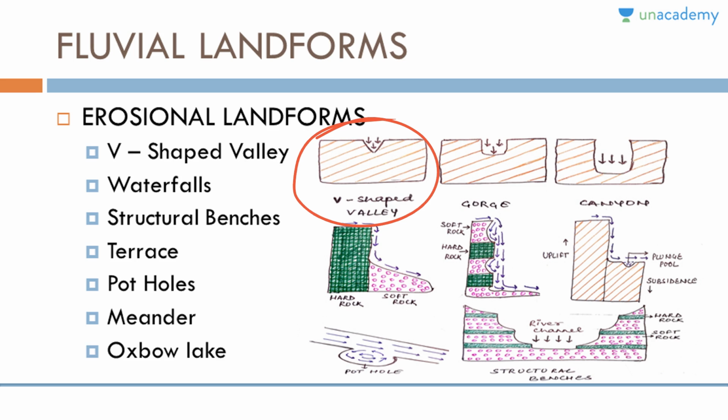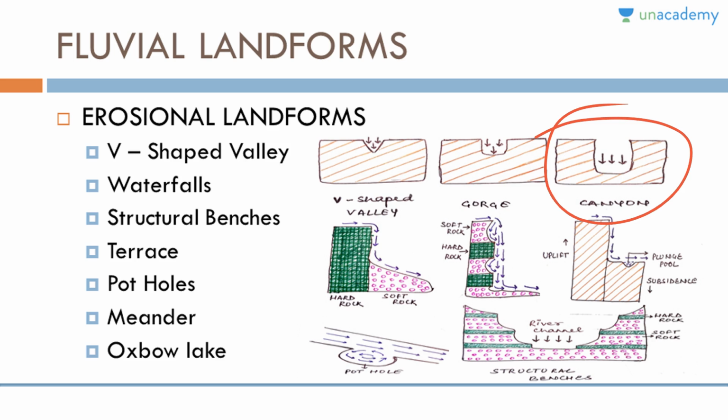The V-shaped valley in its mature stage converts to a gorge. For example, Hundrugad Gorge on Subarnarekha near Ranchi, and in its old stage it converts into a canyon. The Grand Canyon of the Colorado River in Arizona is one such example. The second landform is the waterfall, which may be created due to three reasons.